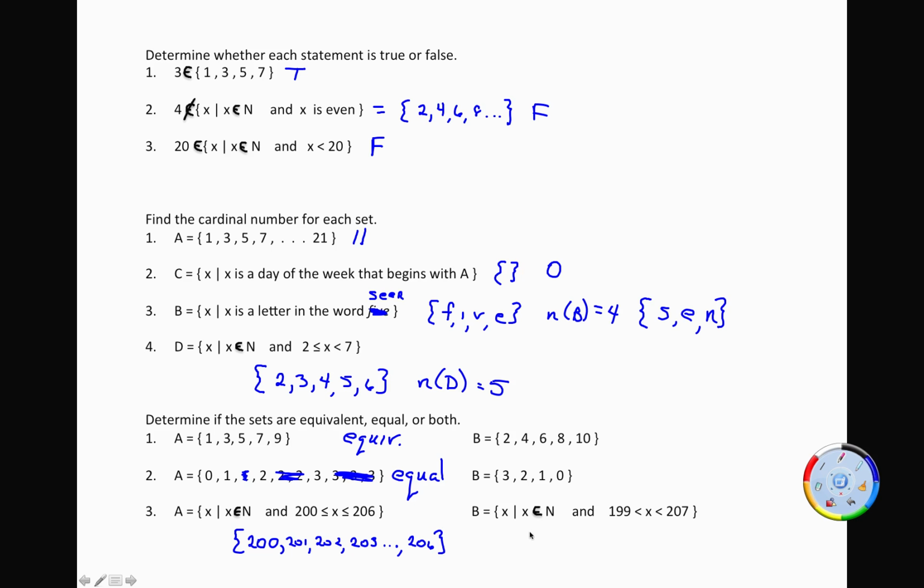And over here I've got a set of all x such that x is an element of the natural numbers, and it's between 199 and 207. So it doesn't include 199 or 207, so I'm going to start at 200, 201, 202, and go to 206. So now I can see that these sets are identical. They are the exact same set. These sets are also equal sets.